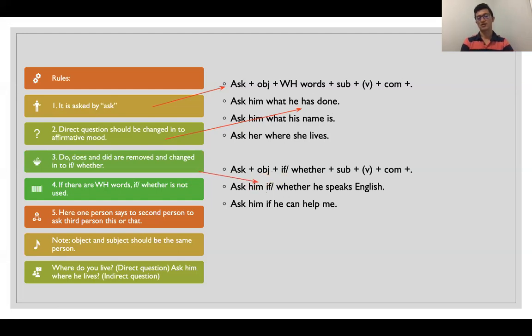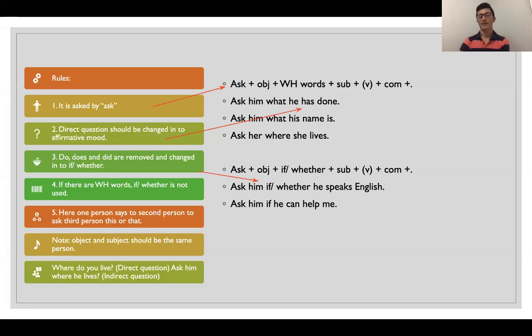So look at this. Ask him if he speaks English. It's just like this: ask him, does he speak English? So does is removed, and instead of that we use what? If or whether. Number 4, if there are WH words, if or whether is not used. Like the first sentence here: ask him what his name is. Ask her where she lives.